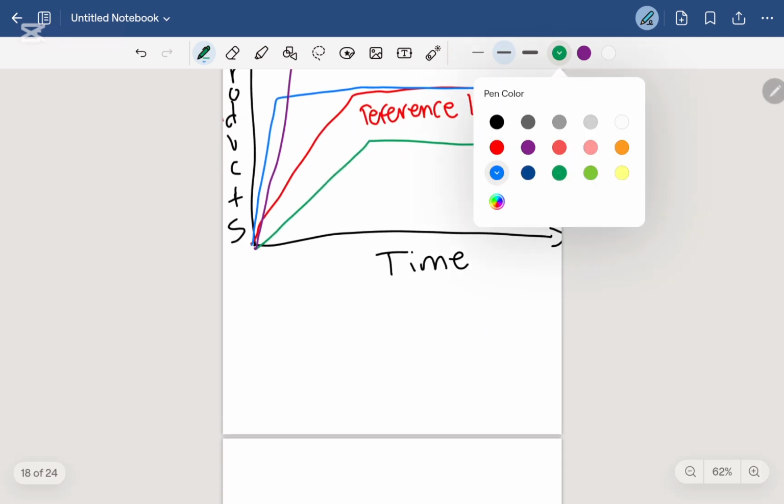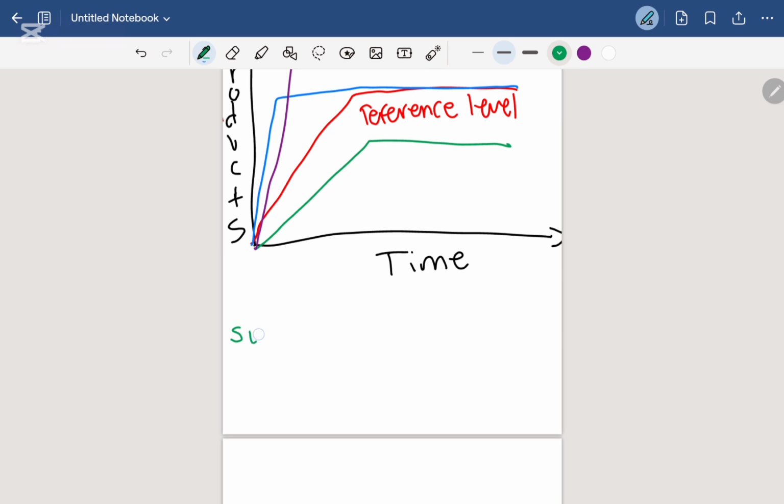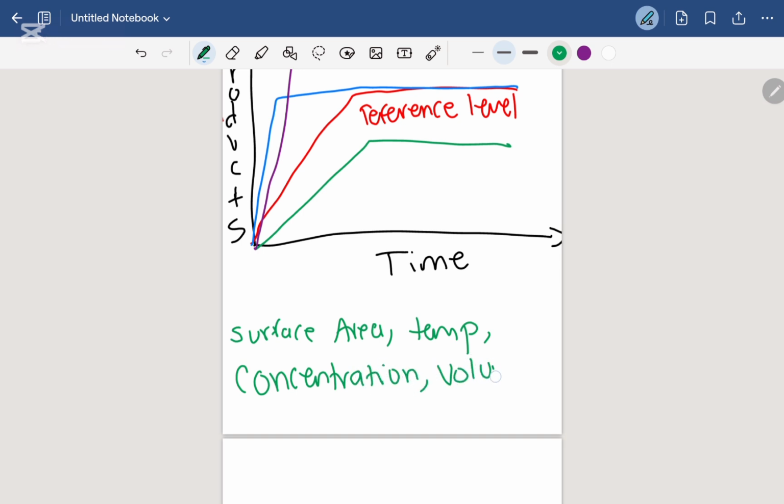All right, now we're gonna discuss what each one does. So I'm gonna write them all here. We have surface area, then we have temperature, then we have concentration, then we have volume and pressure, and then we have catalyst.